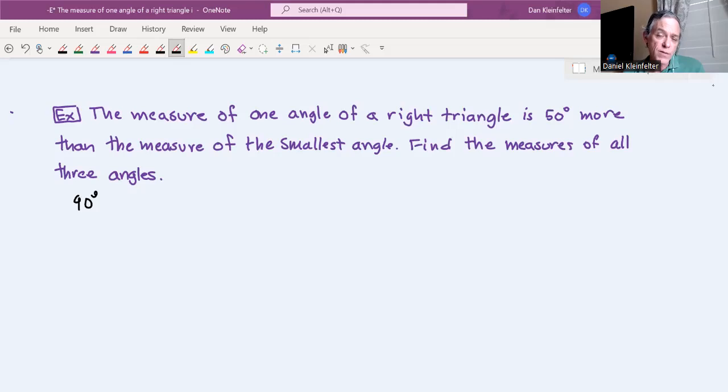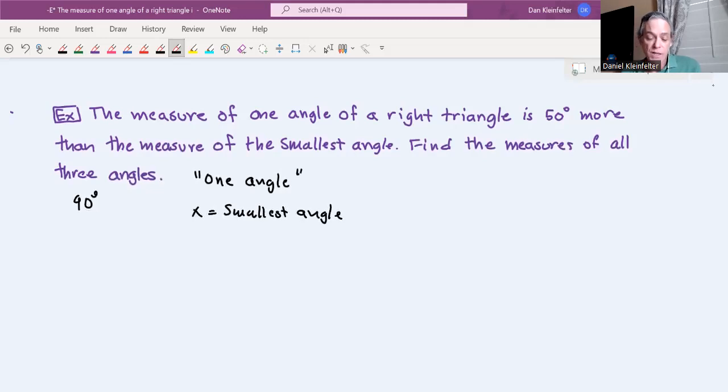Of course, we could do this with only one variable. We don't need two variables to get this done. So that means that we should be able to express all of the other quantities in the question in terms of one variable. So it says the measure of one angle in a right triangle is 50 degrees more than the measure of the smallest angle. So what they're calling one angle is described in terms of the smallest angle. I'm going to let X stand for the smallest angle.